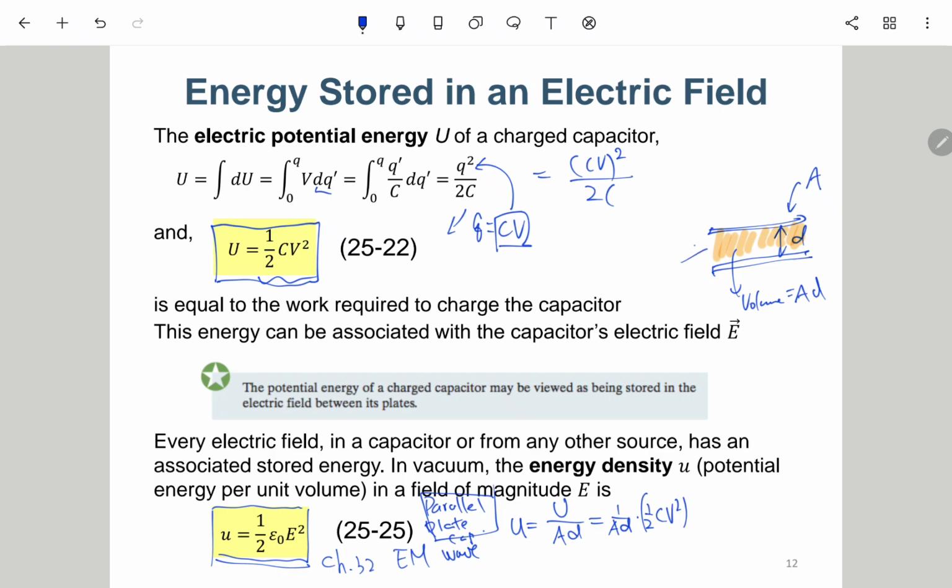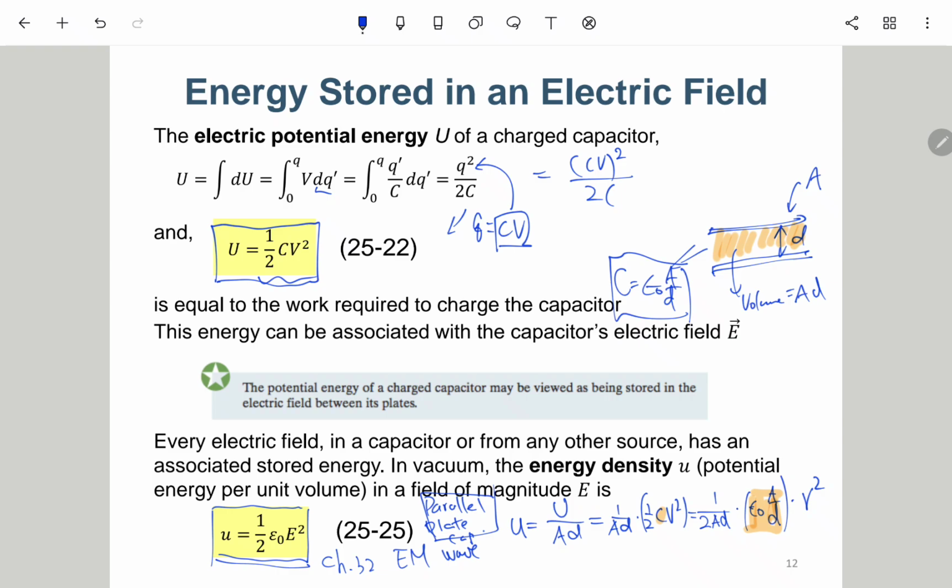And actually for this parallel plate capacitor, C equals epsilon naught A over D, if you still remember. So here we have put the 2 in the front, so we have 2AD in the denominator, and then C will be this epsilon naught A over D, and then we have V squared. So we just substitute this C by this part.